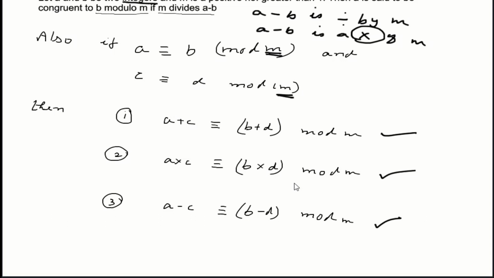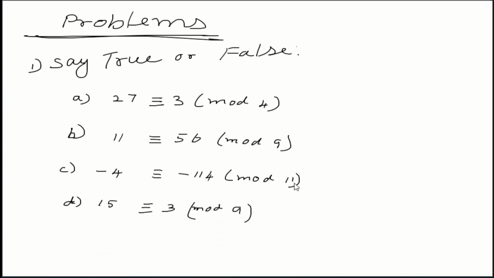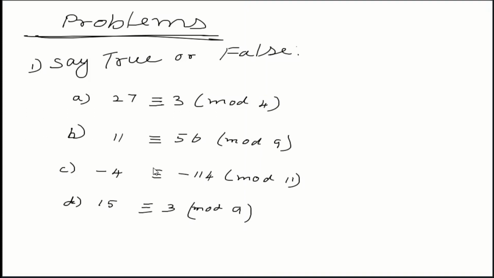Now let us understand this by working out some sums. True or false: 27 is congruent to 3 mod 4. Yes or no? What does the theorem say? The theorem says if a is congruent to b mod m, then a minus b should be divisible by m. So we will check. This is a, this is b, and this is m. a minus b is 27 minus 3, which is 24. 24 is divisible by 4, so the statement is true.